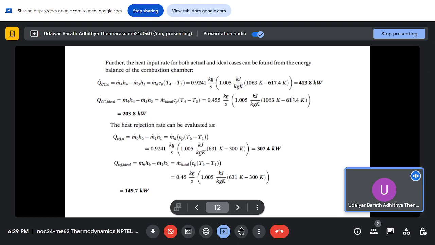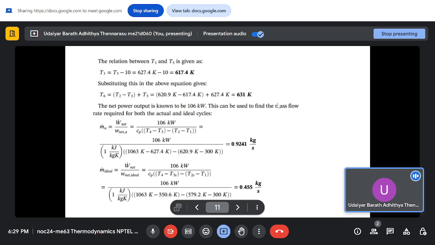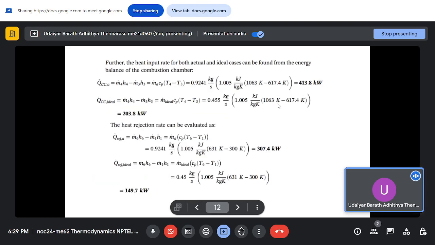So the temperature will be the same across the regenerator. So that will take into account both the temperatures, fixing the temperature in the combustion chamber. So only the mass flow rate changes. So because of that, your ideal heat addition is 203.8. So again, this is half because your only change is in the mass flow rate.